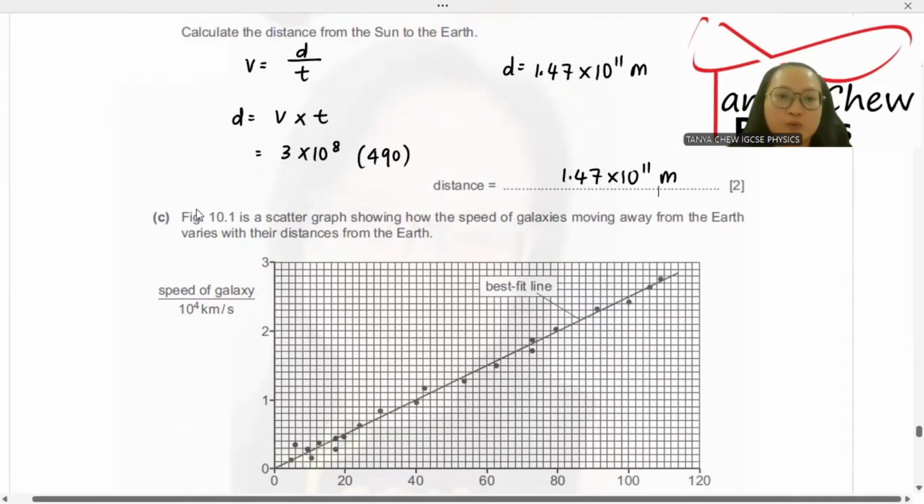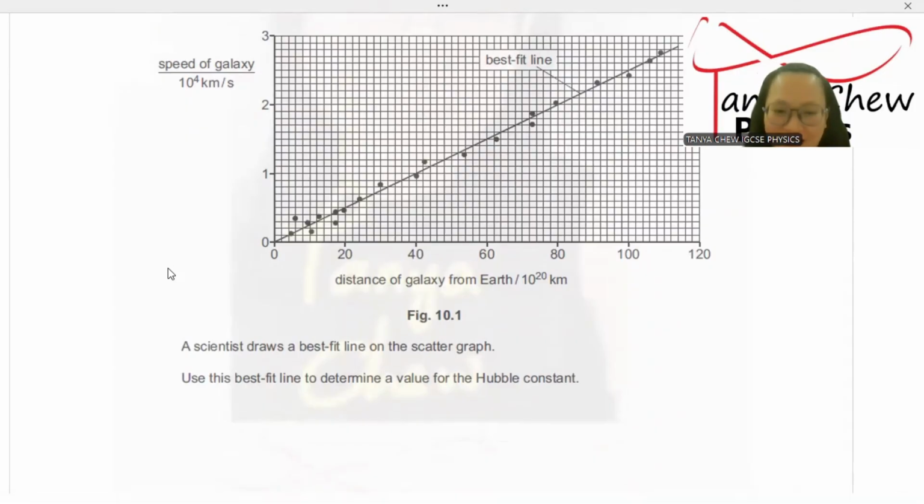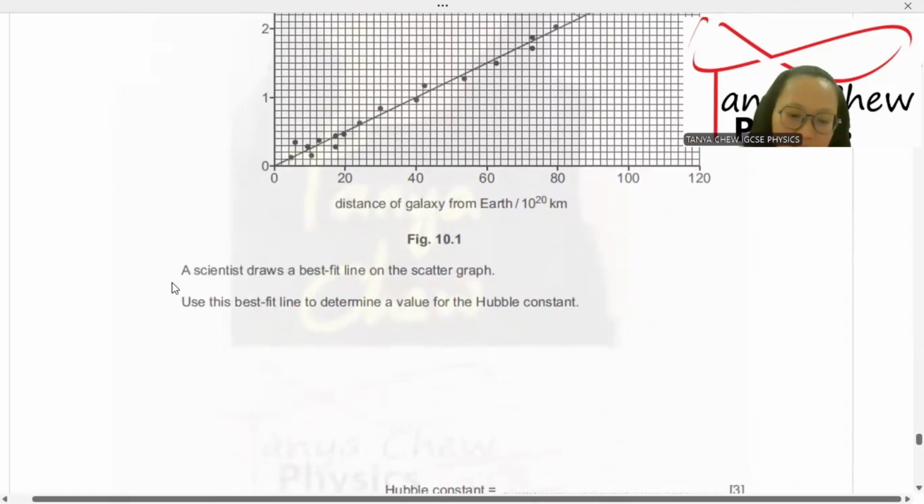Figure 10.1 is a scatter graph showing how the speed of the galaxies moving away from the Earth varies with the distances from the Earth. A scientist draws a best fit line on the scatter graph. Use this graph best fit line to determine the value for the Hubble constant.